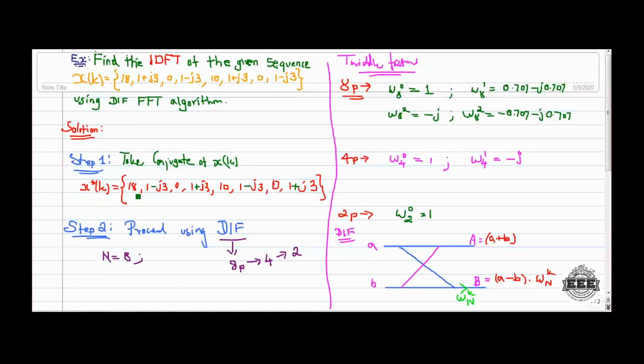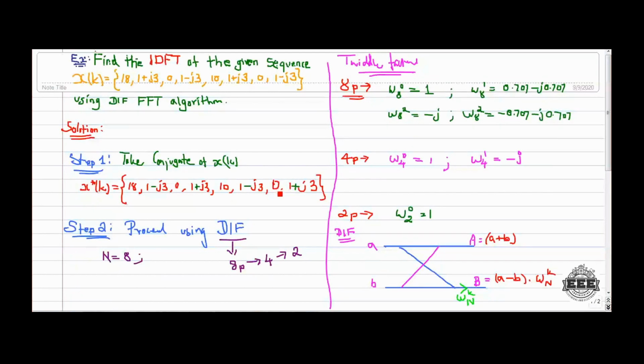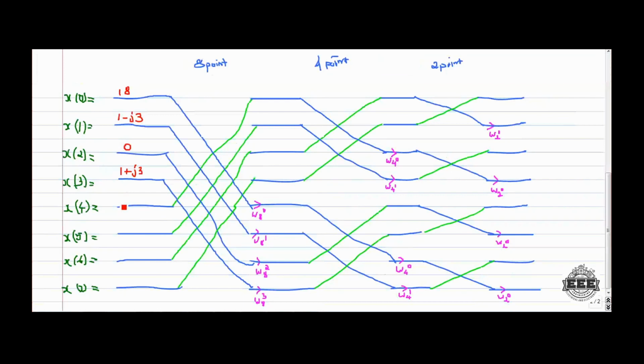So what is the input in normal order? Your input is 18 comma 1 minus j3 comma 0 comma 1 plus j3. Writing that input sequence, the first input is 18, the second input is 1 minus j3, the third is 0, and then 1 plus j3, the normal order. The next order is 10 comma 1 minus j3 comma 0 comma 1 plus j3. Yes? Okay, fine.